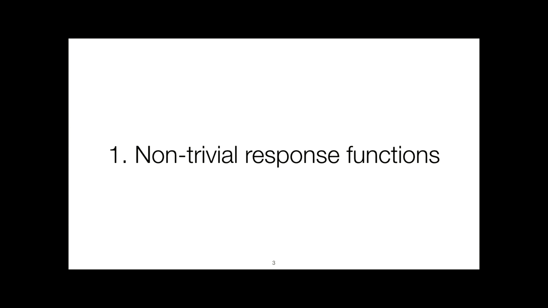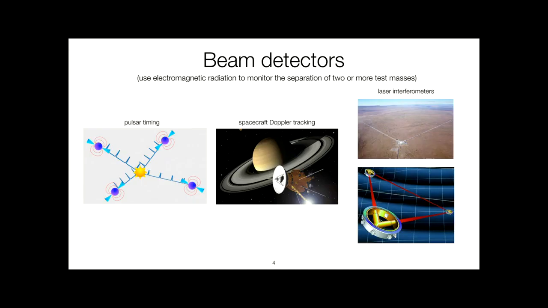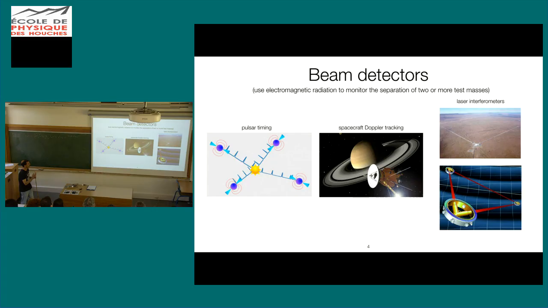Okay, response functions. So yesterday we ignored the response of the detector. We didn't care about any frequency, polarization, direction dependence of the response. We basically assumed that the antenna was effectively omnidirectional and frequency independent. We'd like to go beyond that today, okay? And we'll do that in the context of what are called beam detectors. So a beam detector is any detector that uses electromagnetic radiation to monitor the separation of two or more test masses, okay? Laser interferometers like LIGO or LISA, spacecraft Doppler tracking, pulsar timing are all examples of beam detectors, okay?